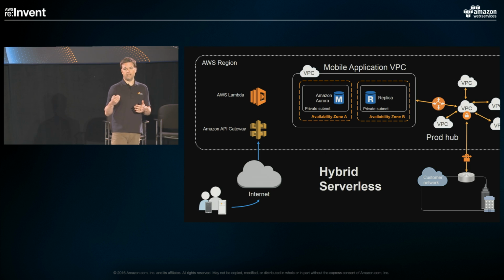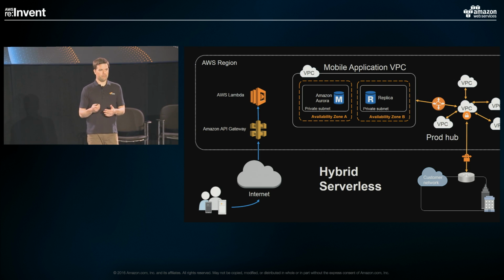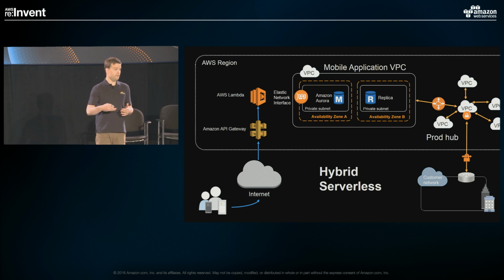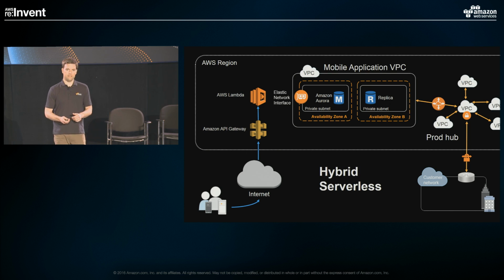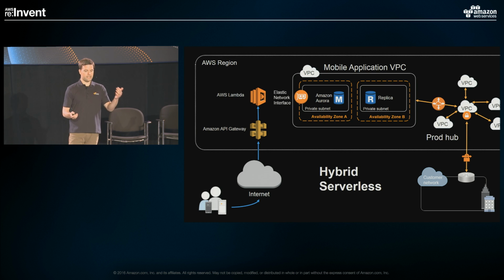Lambda can reach inside your VPC, so Lambda can privately access your VPC. It does that by creating an elastic network interface that the function then uses to access it. The interface itself has a private IP from your VPC, and it uses that to access resources in your VPC privately. So there's no public access here. Here we have a backing store of Amazon Aurora deployed into this VPC for the mobile app to use, and that works great.